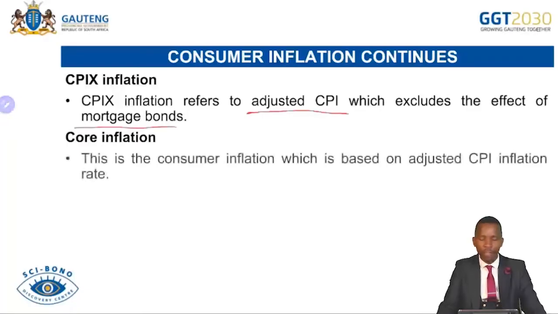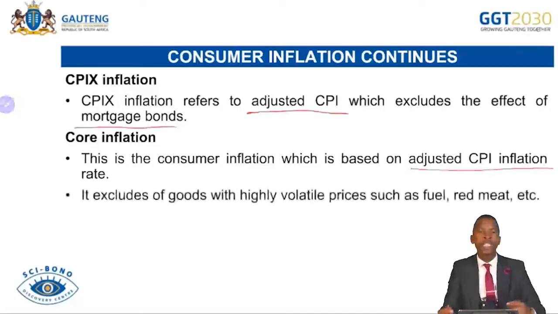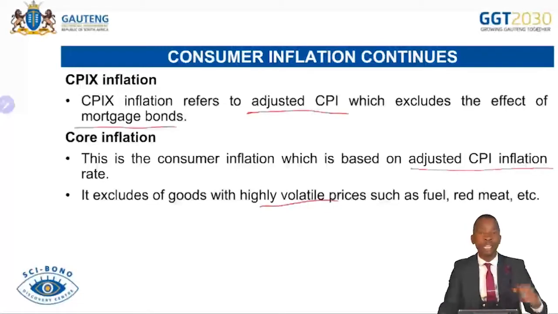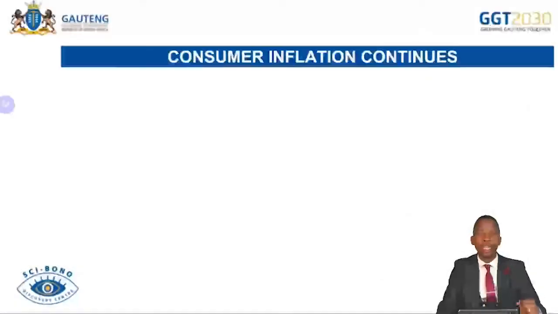And then we have the core inflation. The core inflation, we also regard it as adjusted CPI inflation because it excludes the effect of goods with highly volatile prices. Those are prices that can increase or decrease over time. It excludes goods with highly volatile prices such as fuel, red meat, etc. Those are goods that can change prices anytime. So we say they are volatile, so they are not included within the core inflation. They are excluded. That's why we say this core inflation is adjusted.